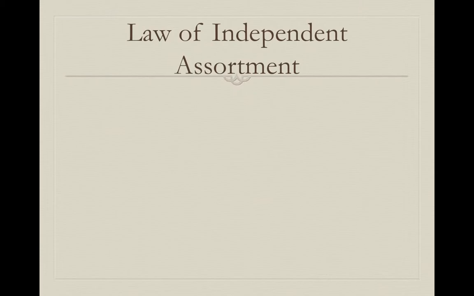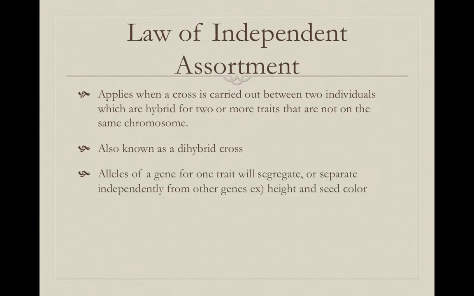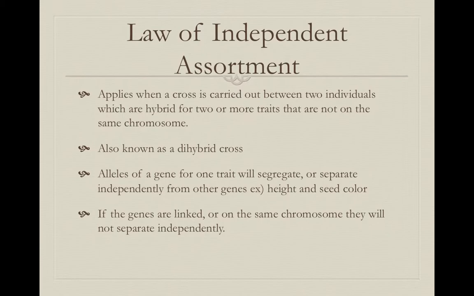And another law, there's a lot of laws, the law of independent assortment. And what that means is it's applied when a cross is carried out between two individuals which are hybrid for two or more traits that are not on the same chromosome. This is also known as a dihybrid cross. So basically, what happens is alleles of a gene for one trait will segregate, or they'll separate independently from other genes. So for example, height and seed color of a plant are not related in any way with each other. So they will separate independently from other genes. If the genes are linked, or if they're on the same chromosome, then they will not separate independently. They will separate together.